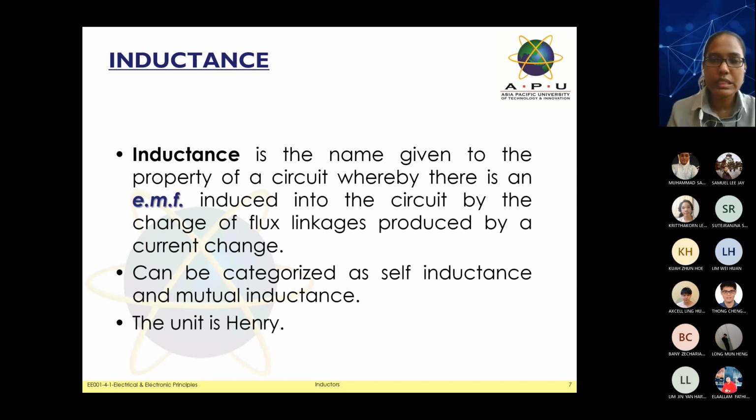So from here, the explanation they give you based on your slides is that EMF is induced into a circuit by the change of the flux linkage produced by a current change. So current is one of the factors also. The next one is categorized as self inductance and mutual inductance. The inductance is the same for self inductance and mutual inductance, but they differ slightly: either they add the value of the parameters or they subtract the value of the parameters. That's the one difference here.